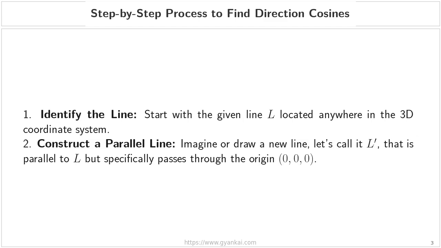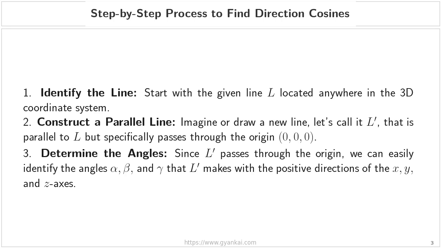Second, we are going to construct a parallel line. This is a mental or visual step. We are going to imagine a second line, let's call it L', that is perfectly parallel to our original line L, but with one specific difference. We are going to anchor this new line, L', so that it passes exactly through the origin, which is the point 0, 0, 0.